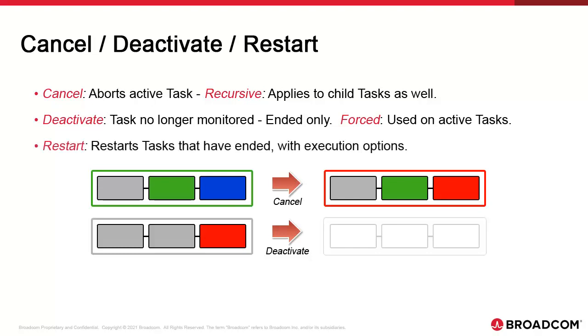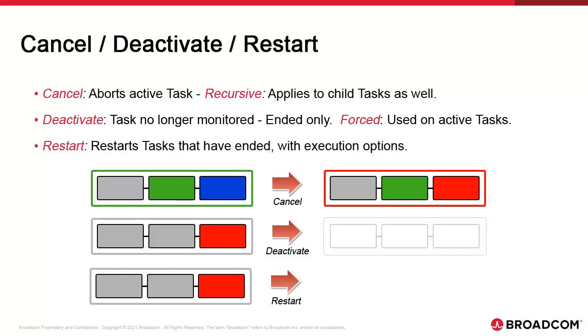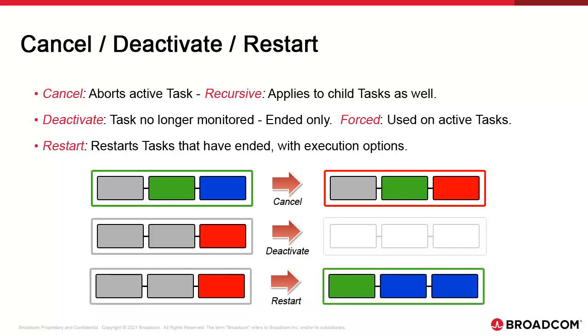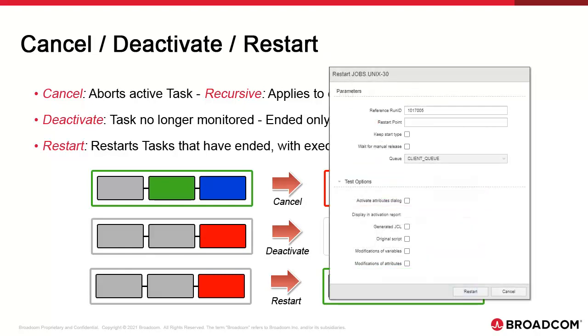Finally, restart restarts ended tasks. Our workflow has 2 ended and 1 abend task. We restart the workflow. The entire process restarts from the beginning by generating new tasks. There are a number of options. You can set a restart point, set a manual release, set a different queue, and set a number of test options which are usually dictated by the owner of the process.